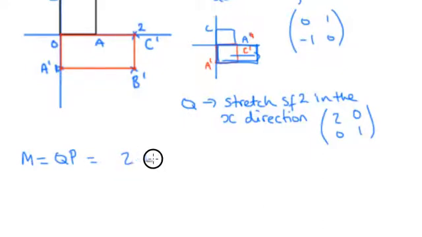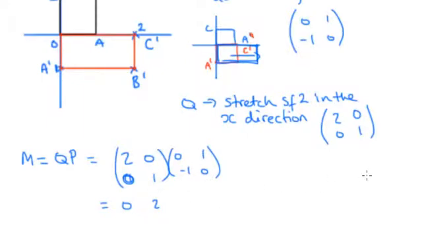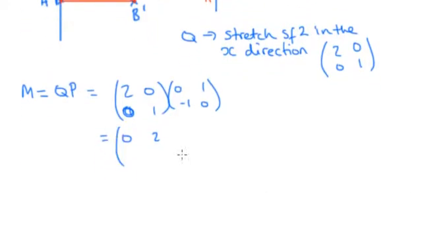So do we get M's matrix when we multiply? So 2 times 0 is 0. 0 times -1 is 0. 2 times 1 is 2, plus 0 times 0 is nothing, so it's just 0, 2. Bottom left is going to be 0 times 0 plus 1 times -1, so that's -1. And bottom right is 0 times 1 plus 1 times 0. So we've got 0, 2, minus 1, 0.